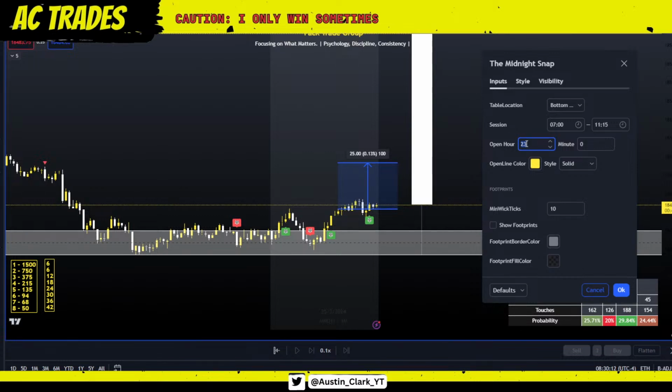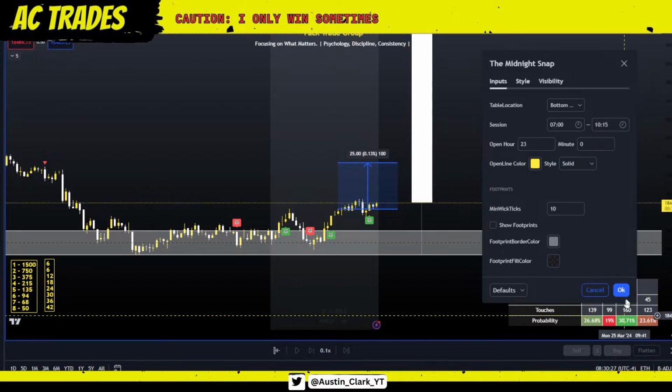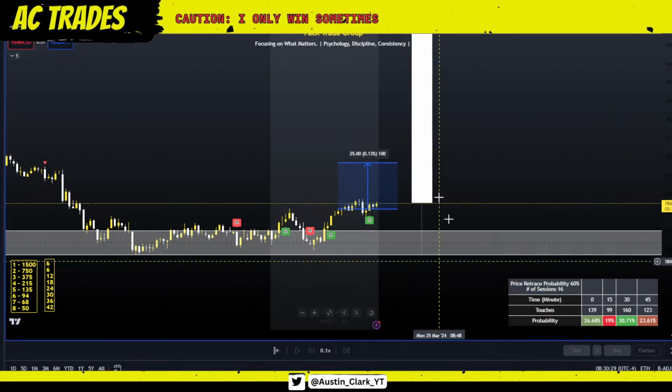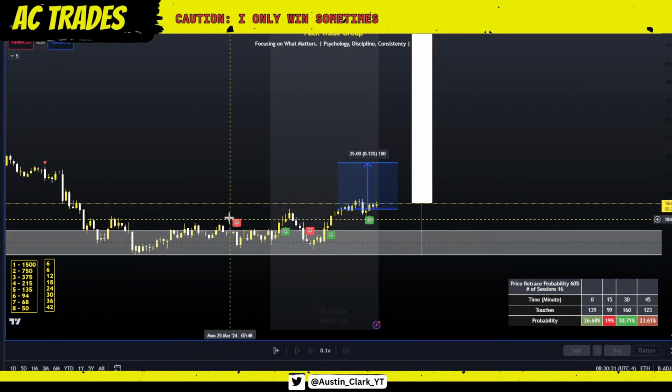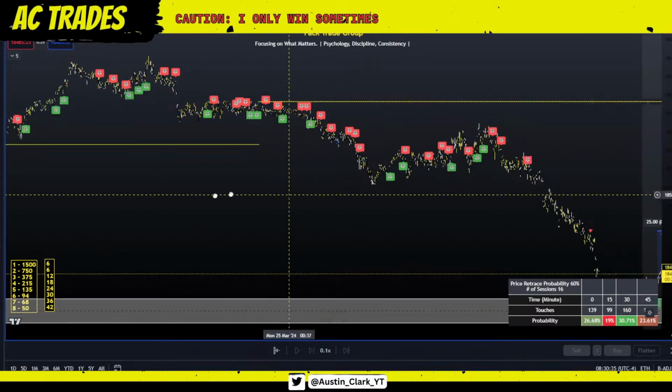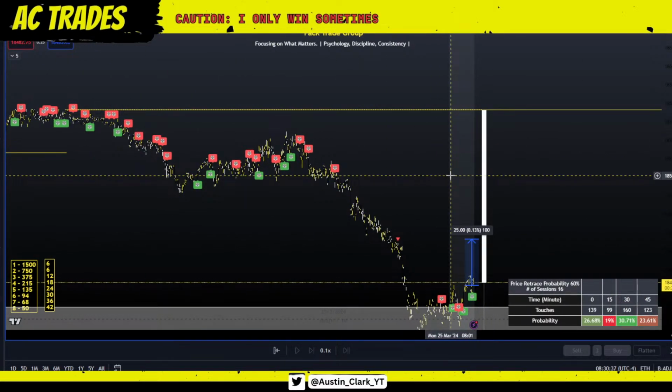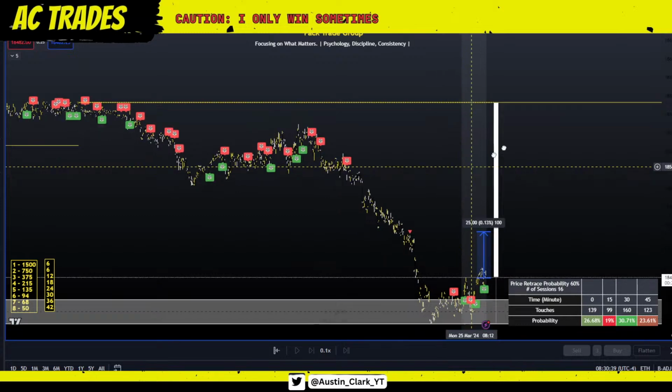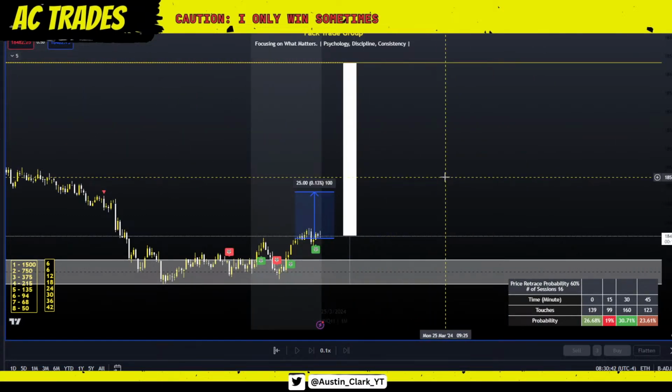So I got to put 23 in here to represent midnight, and then I got to put 07 to represent 8 o'clock. And then actually this should be 10:15, not 11:15. 10:15 to represent 11:15. That's it. And once that's set, it will draw out where your midnight open is. It'll highlight the time. It starts highlighting at 8, which is the window that you specify. There you go.